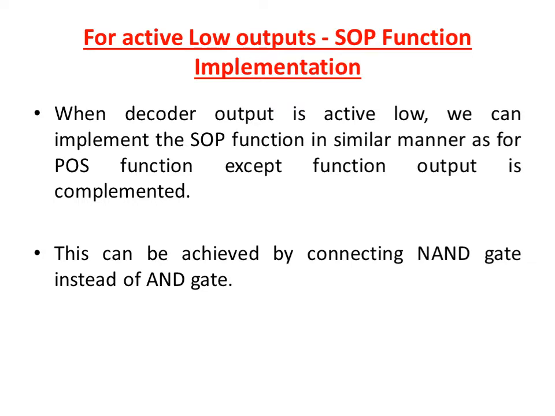Now let's see how we can implement the SOP function for active low output conditions. When the decoder output is active low, we can implement the SOP function in a similar manner as for the POS function, except that the function output is complemented. This can be achieved by connecting a NAND gate instead of an AND gate.